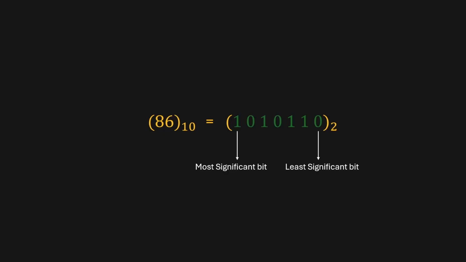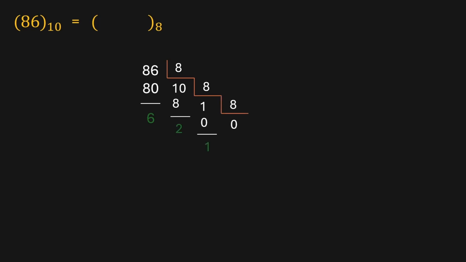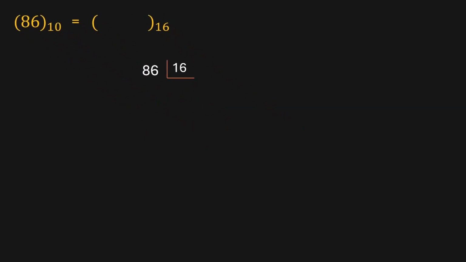Now, let's take an example of converting from base 10 to base 8. Consider the number 86. 86 divided by 8 equals 10 with a remainder of 6. 10 divided by 8 equals 1 with a remainder of 2. 1 divided by 8 equals 0 with a remainder of 1. And this gives the representation of the number 86 in base 8. And if we want to convert the same number to base 16, 86 divided by 16 equals 5 with a remainder of 6.